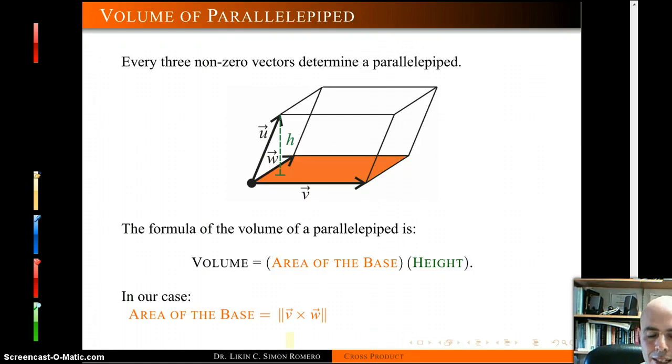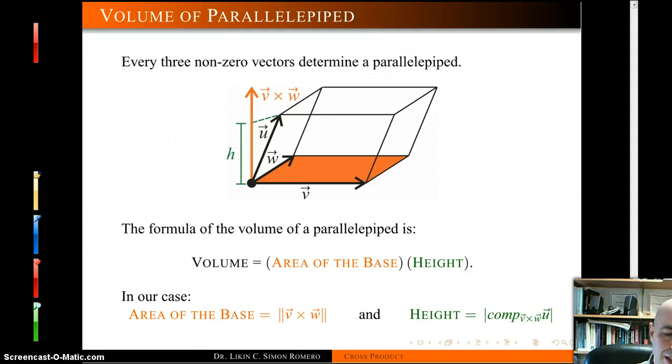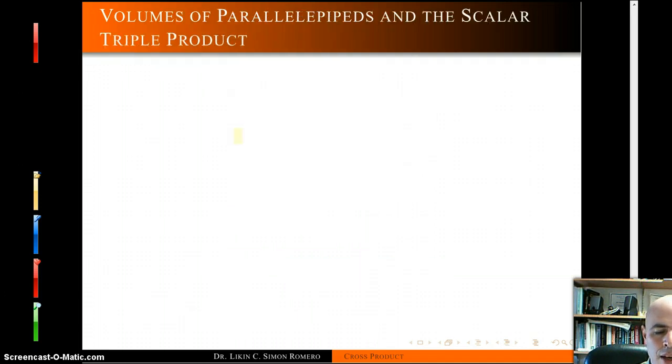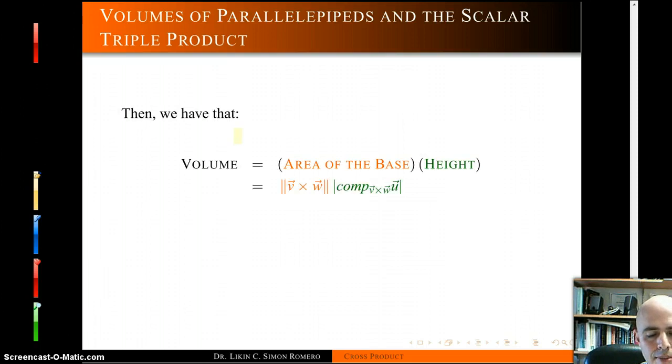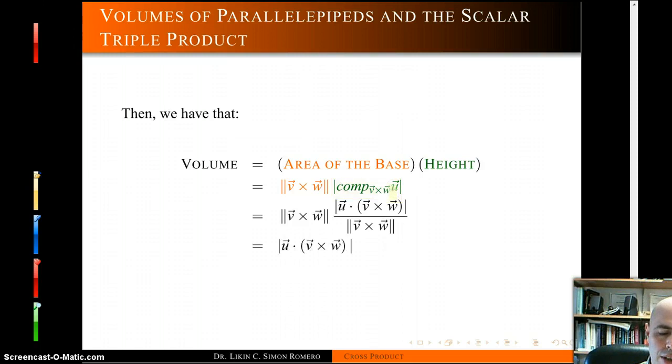And the thing that we have is, what is the height? Well, the height, notice that, let me just compute the cross product, V cross W, and then I will let you know what it is. Notice that here we have V cross W, and the only thing that we're doing is we're taking the component of U onto V cross W. The volume of the parallelepiped and the triple scalar product then is area of the base times the height. You have that. Then I use the formula for the component, and you end up that the absolute value of the triple scalar product is actually the volume of the parallelepiped.